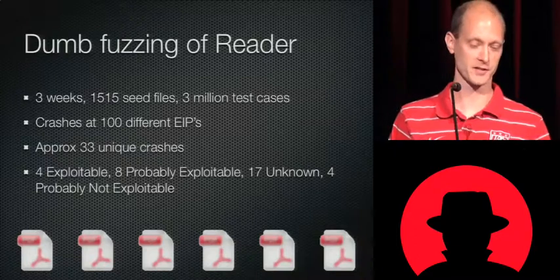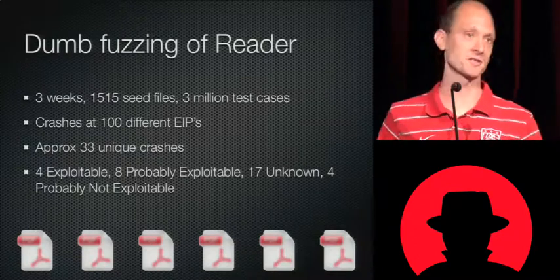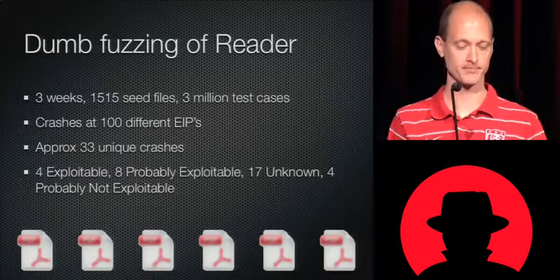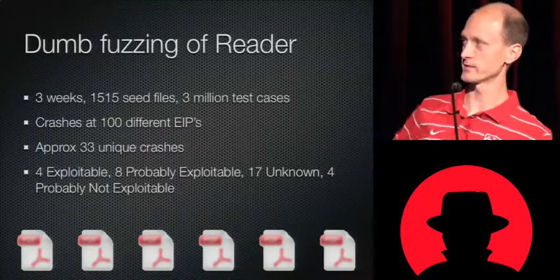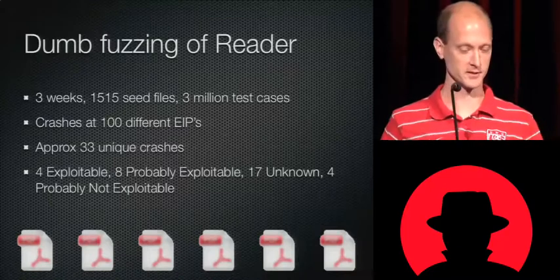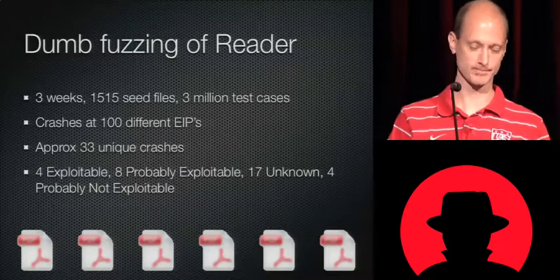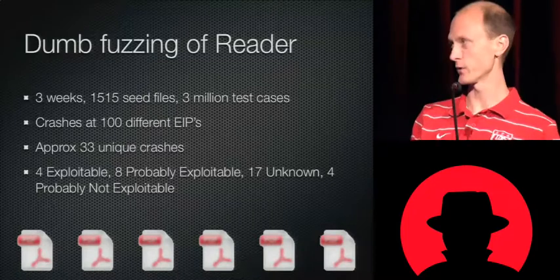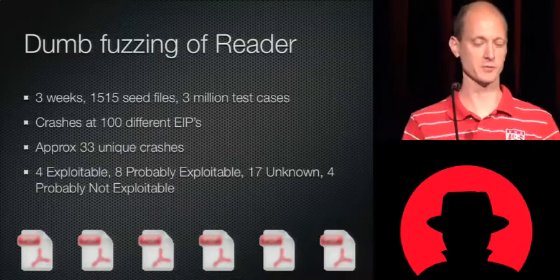Instruction pointers, of which !exploitable said there were 33 unique crashes. And of those, it categorized them like this. So 4 were exploitable, 8 probably exploitable, 17 unknown, and 4 probably not exploitable. Okay, so there's a bunch of crashes, right? More than I want to look at. I don't even really want to look at all 4 exploitable ones, but I probably would do that.